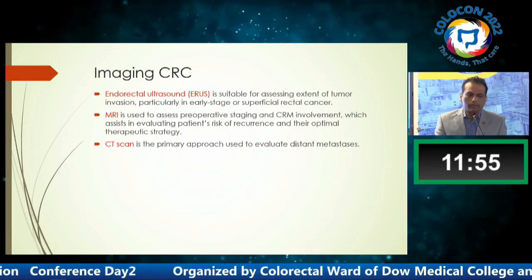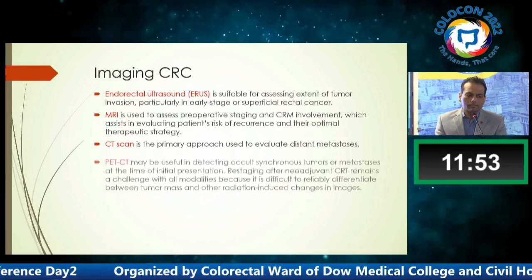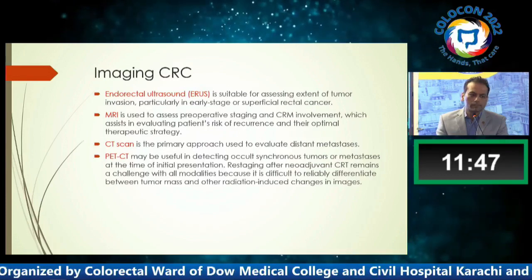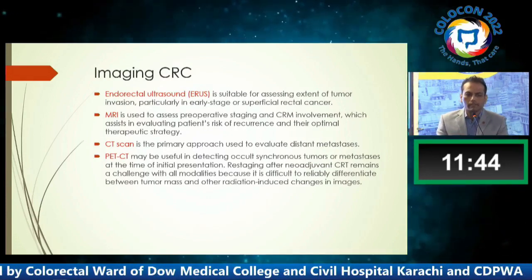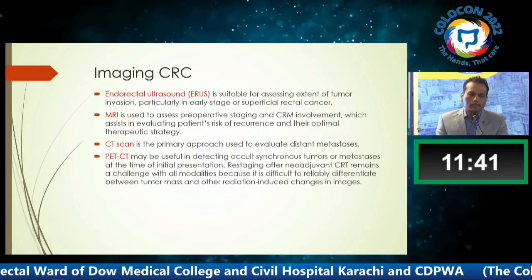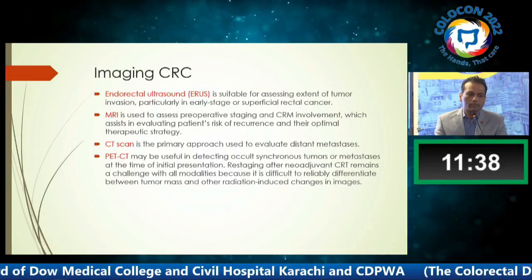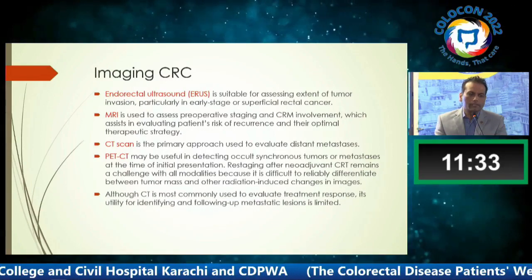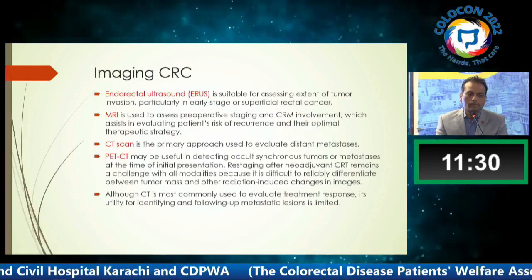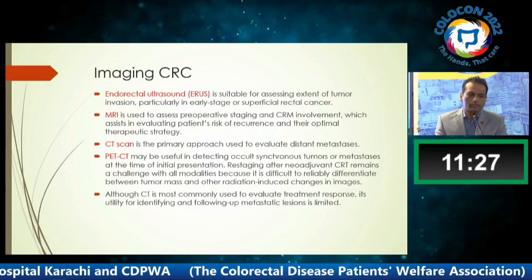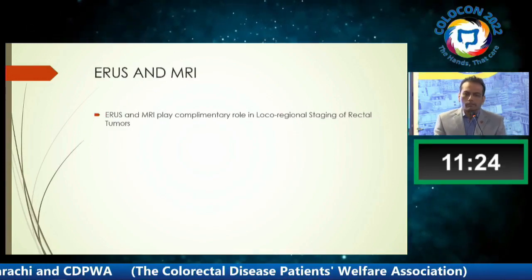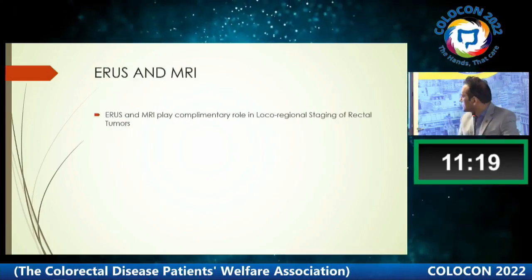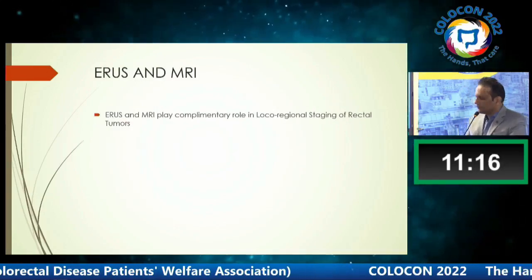CT scan is the primary approach used to evaluate distant metastasis, and PET-CT scan is used for detecting occult synchronous tumors and metastasis at the time of initial presentation. But the main role of CT scan is re-staging after neoadjuvant chemoradiotherapy. Although CT is most commonly used to evaluate treatment response, its utility for identifying and following metastatic lesions is limited. So we will try to discuss endorectal ultrasound and MRI.